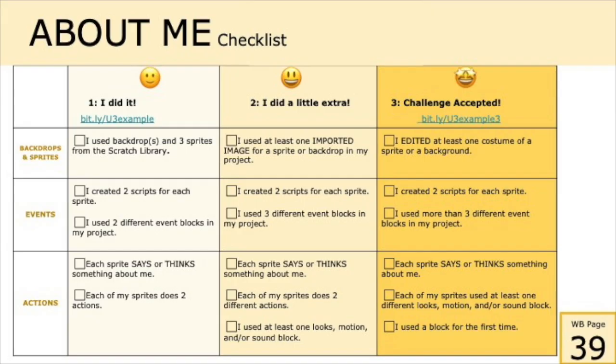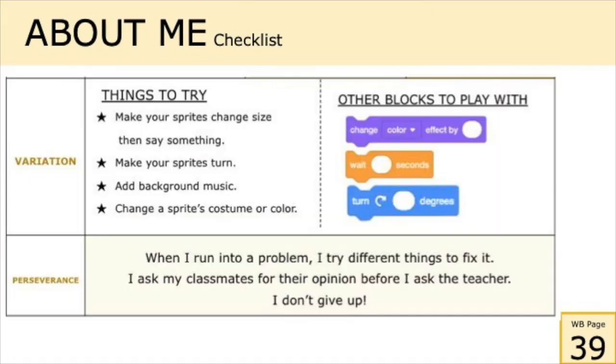So remember, the challenge includes that you have a backdrop and you have 3 sprites. I've created 2 scripts for each sprite and 3 different event blocks. They say or think something, and they do actions. And I used a new block for the first time. So some ideas of things to try are to make your sprites change size and say something, make them turn, add some background music, or change the sprite's costume or color.